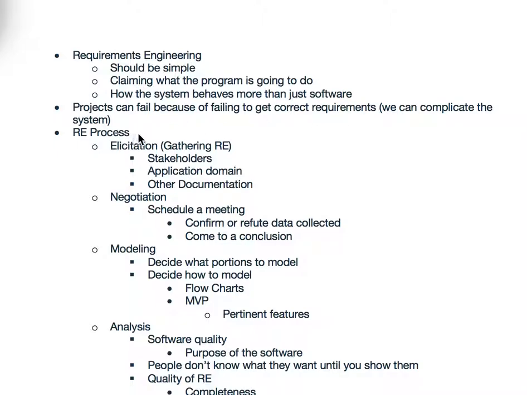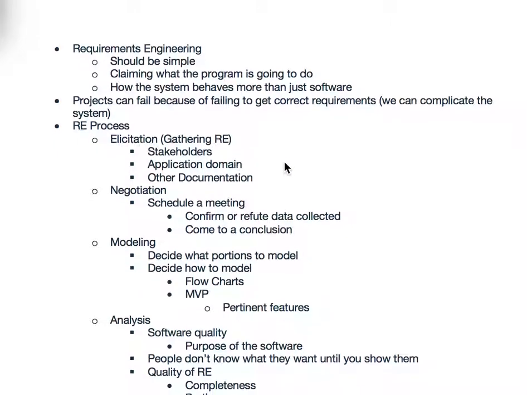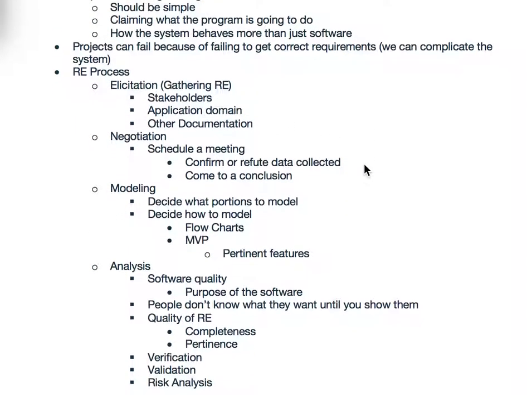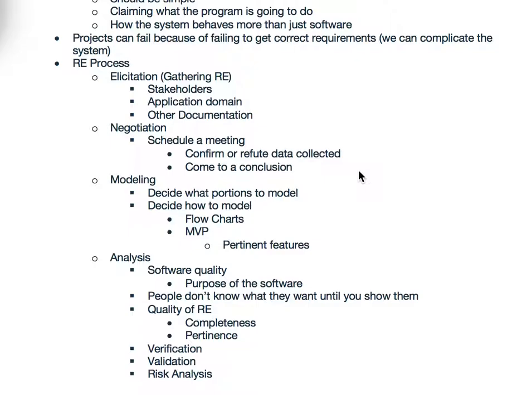The requirements engineering process is elicitation, which is just the gathering, negotiation, modeling, and analysis. So in the gathering part, you get the stakeholders, the application domain, and other documentation, and you gather information, data, and the requirements that you need. In the negotiation section, you schedule a meeting to talk with usually analysts to the domain people, and you confirm or refute the data collected, or you come to a conclusion.